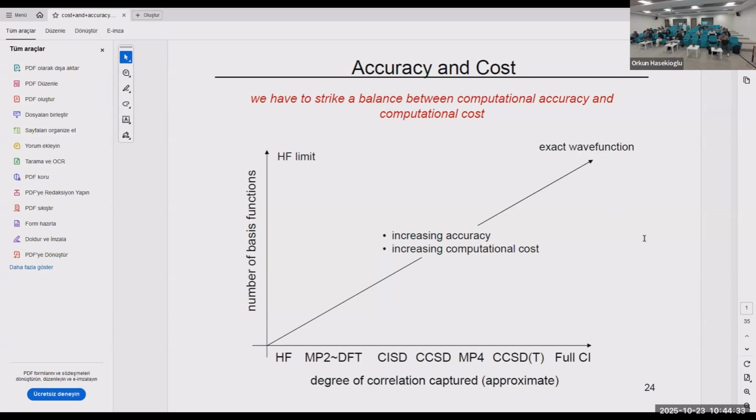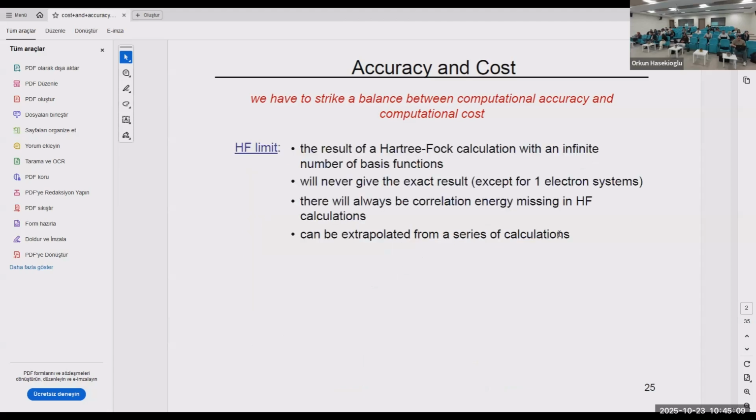So, Orkun Hocam, this was one of your questions. Accuracy and cost. We have to strike a balance between computational accuracy and computational cost, usually. The number of basis functions, when you look at the degree of correlation captured, approximately from Hartree-Fock to full CI, is a linear line, right? So it's increasing to get the exact wave function. So the number of basis functions and the degree of correlation that is captured are all increasing.